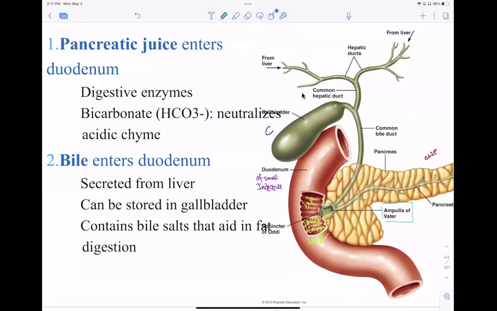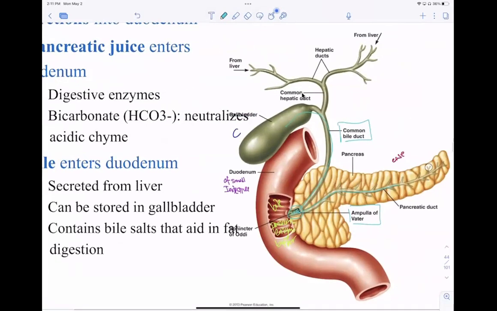The ampulla of Vater is where the common bile duct is bringing bile from the gallbladder and liver, and the pancreatic duct is delivering pancreatic enzymes and buffers all into the duodenum of the small intestine. There's a little sphincter muscle called the sphincter of Oddi that releases the bile and the pancreatic enzymes and buffers. It's important to understand the liver produces bile. Liver cells or hepatocytes produce bile.